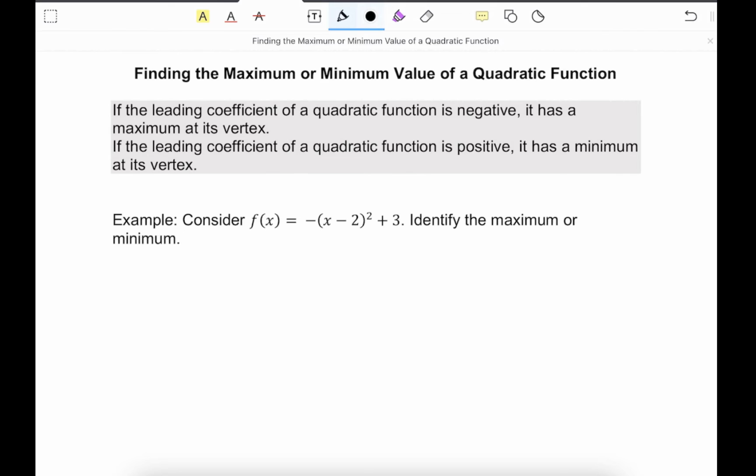Whether a quadratic function has a max or a minimum depends on the leading coefficient. If the leading coefficient is negative, it opens downward, so it will have a maximum at its vertex. If the leading coefficient is positive, it opens upward, so it will have a minimum at its vertex.